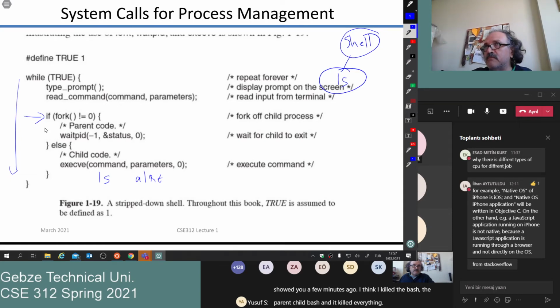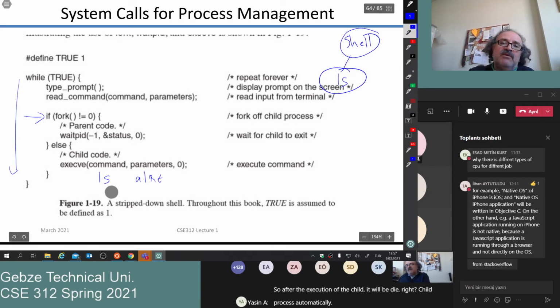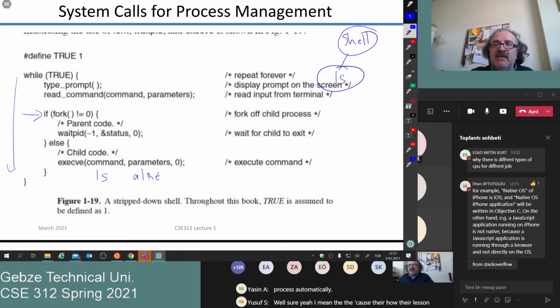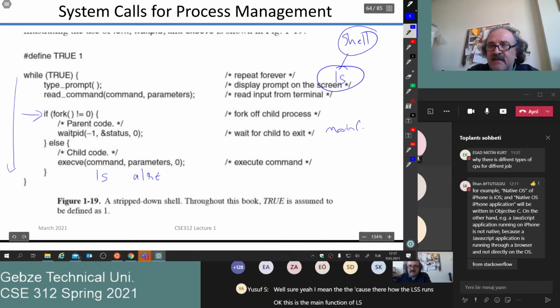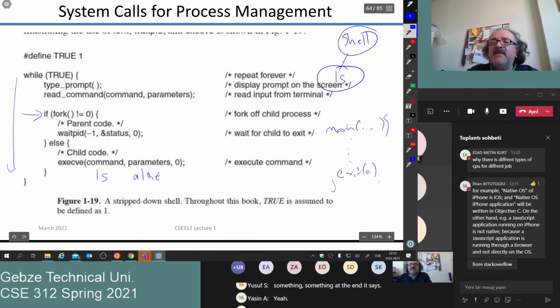So after the execution of the child, it will die automatically, right? Well, sure, yeah. Consider how ls runs. This is the main function of ls. It takes the arguments, it does something, something, something. At the end, it says exit 0, right? When that process is terminated, ls is terminated.